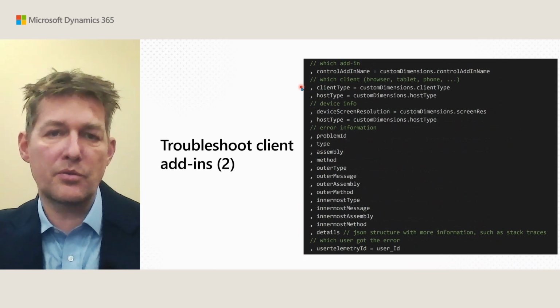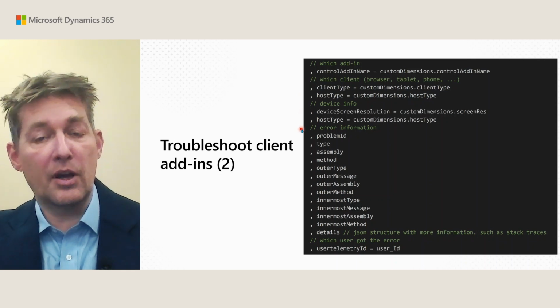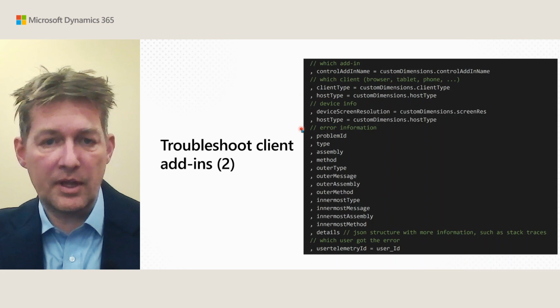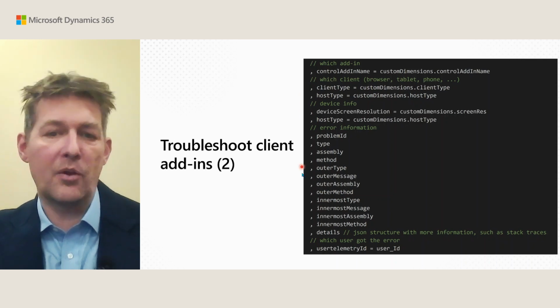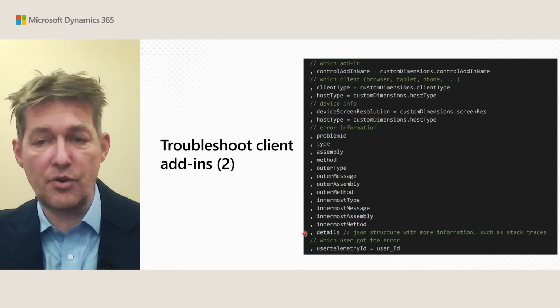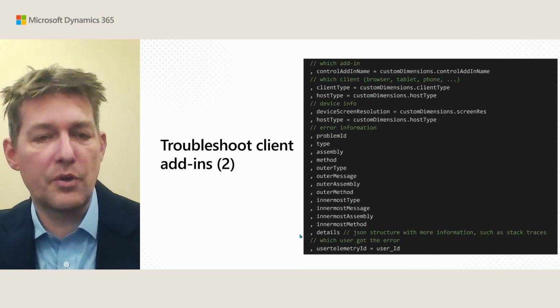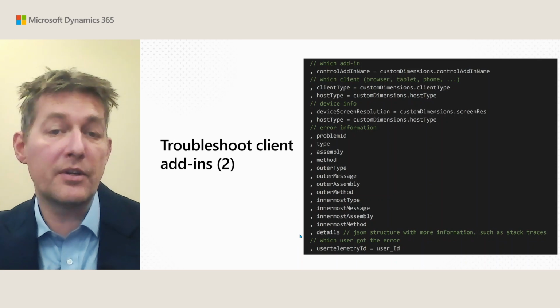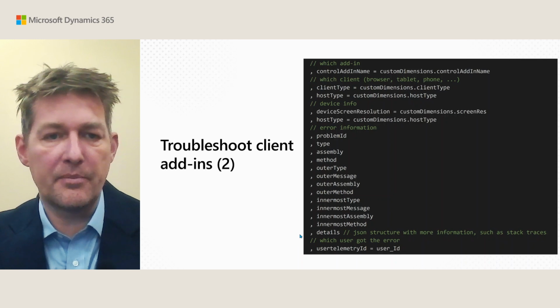First of all, you can also see which client type, something about the device, but then a lot of information about the error that happened, the assembly, the outer message, inner message from JavaScript, and all of this is also packaged in a detailed JSON structure, where you even get things like stack traces. So hopefully that's a way for you to troubleshoot or even discover if there are problems with client add-ins in an environment.